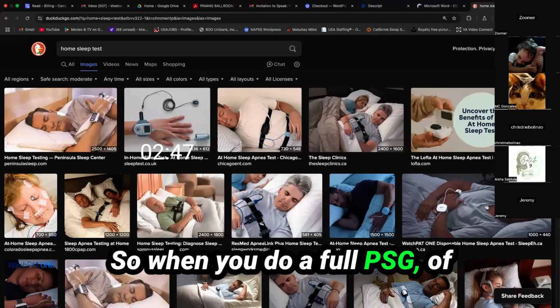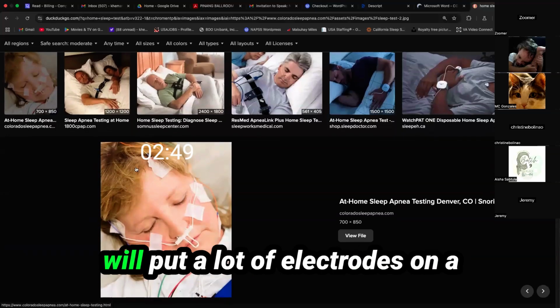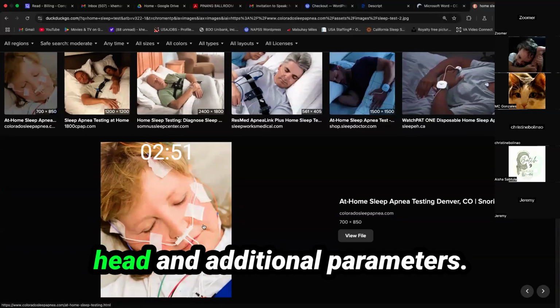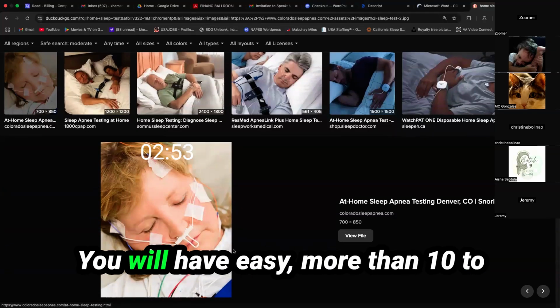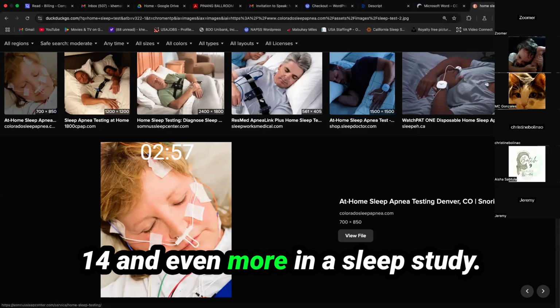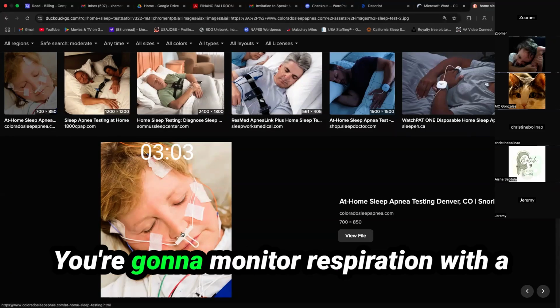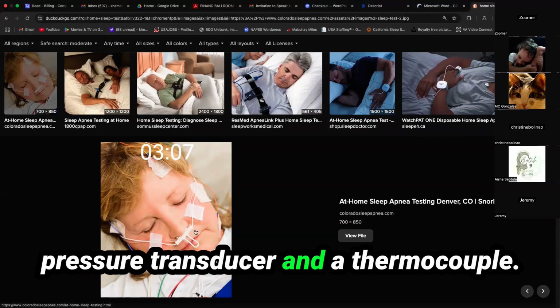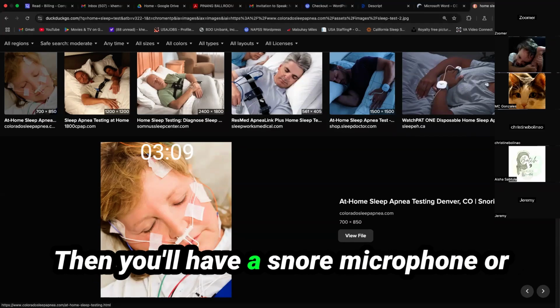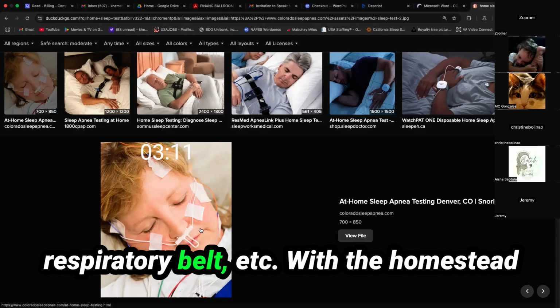So when you do a full PSG, of course, you understand that you will put a lot of electrodes on the head and additional parameters. You will easily have more than 10 to 14 and even more in a sleep study. You're going to have EEGs, EOGs, right? You're going to monitor respiration with a pressure transducer and a thermocouple. Then you'll have a snore microphone, respiratory belt, etc.